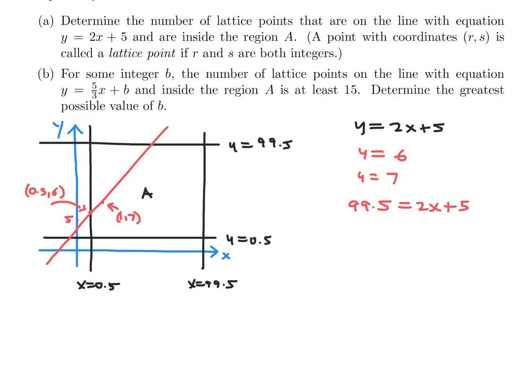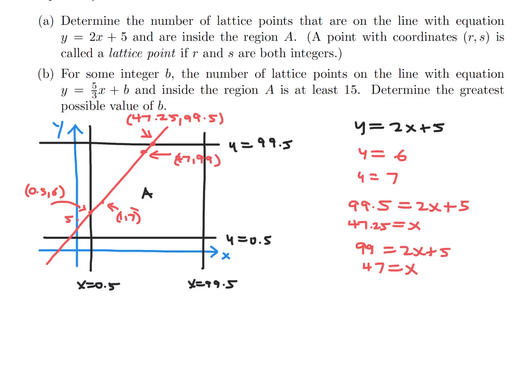I get, oh boy, 47.25 for x. So that means the point that touches that is 47.25 and 99.5. So when y is 99, I think we can get an integer. We'll get x equals 47. So I guess somewhere here, that point would be 47 and 99.